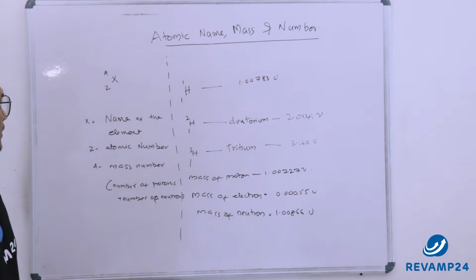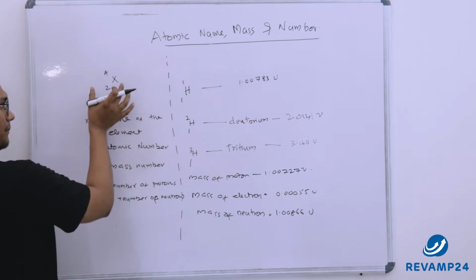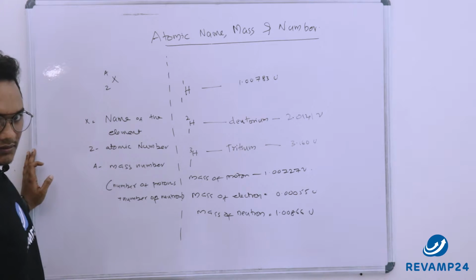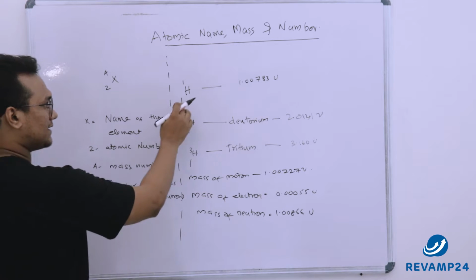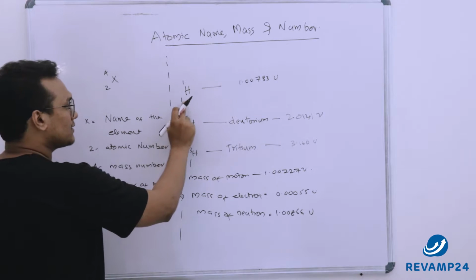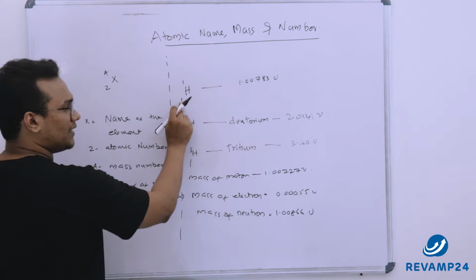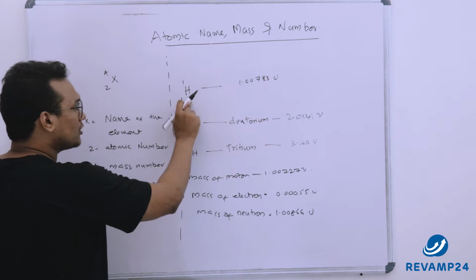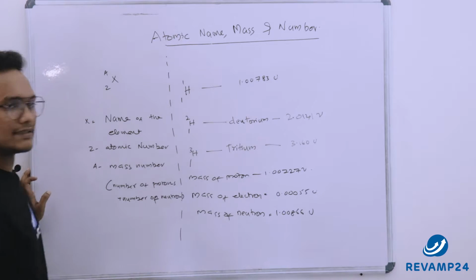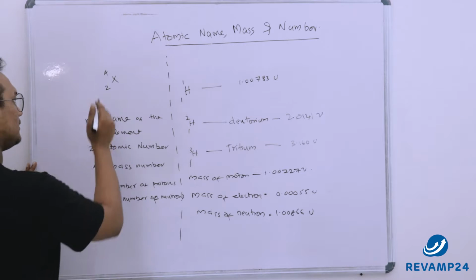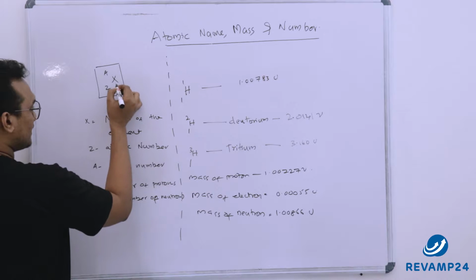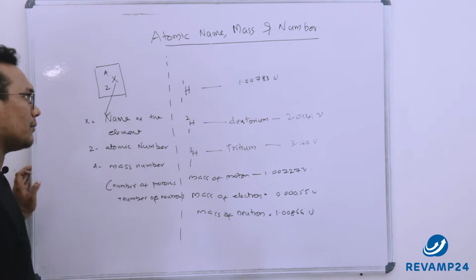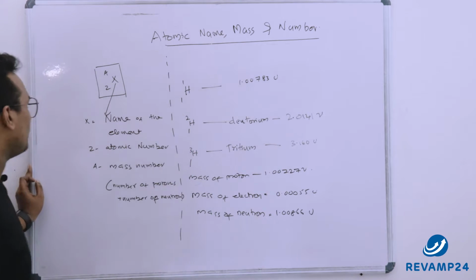See, an atom would be represented in this format. For example, hydrogen atom. You can see a number here. See, bottom left corner you can see a number, top left corner you can see a different number. So this is the representation, where X is nothing but the name of the element, here in this case hydrogen.